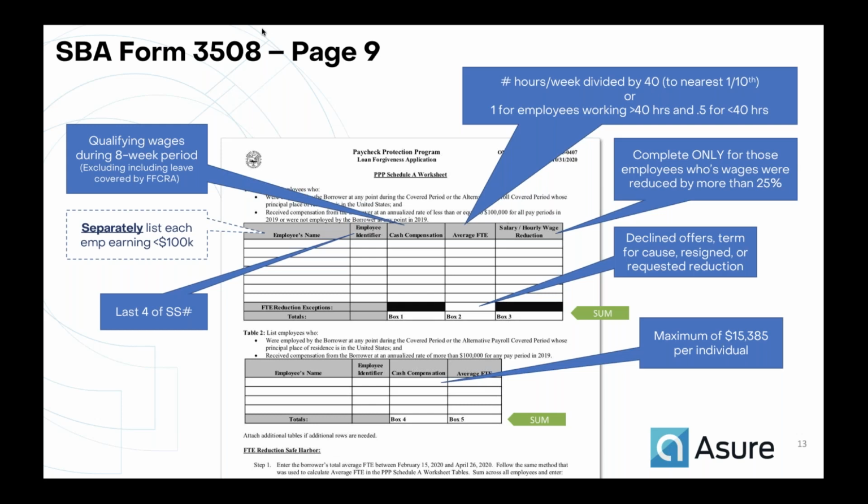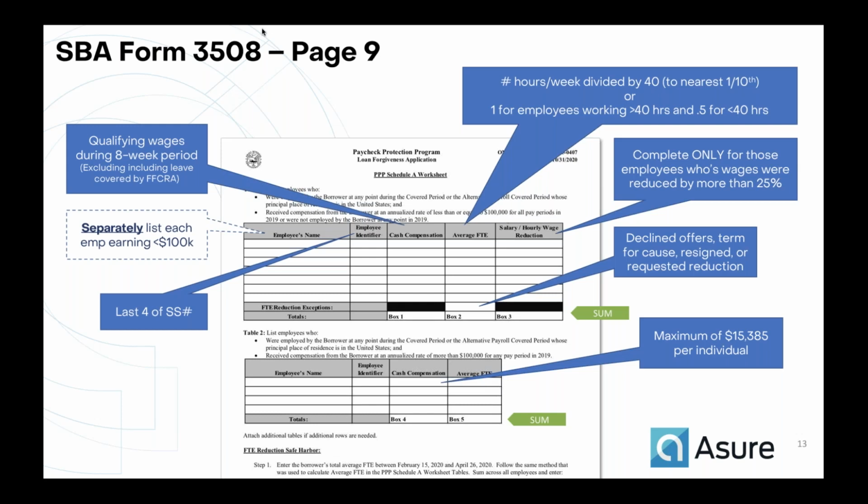Column 2, it says employee identifier. All they're asking for, and this is explicit, is just the last 4 digits of their Social Security number. So if you've got an HR system that assigns an employee number, it's not that. It is just the last 4 of their social.